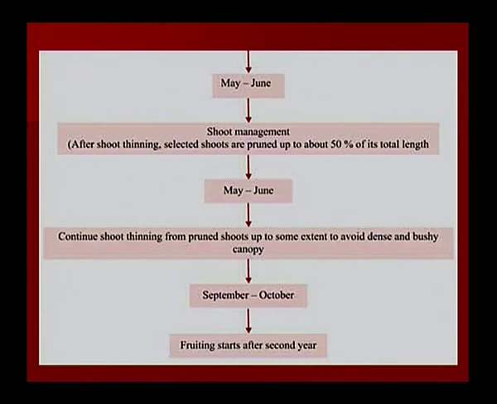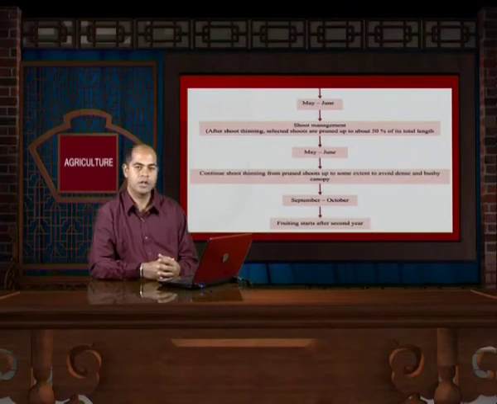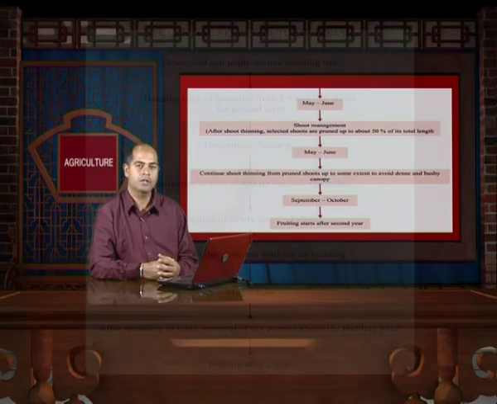Then shoot management practice is adopted, in which after shoot thinning, selected shoots are pruned up to about 50% of its total length. It is done during May or June. Then continue shoot thinning from pruned shoots up to some extent to avoid dense and bushy canopy. It is done during September to October, and fruiting starts in the rejuvenated tree after second year. So this was the sequential technique for rejuvenation of Amla by beheading the branches.